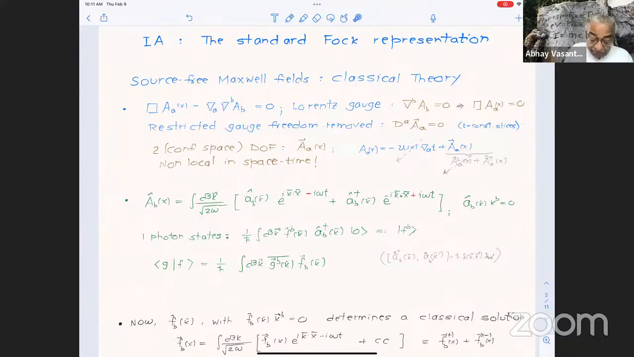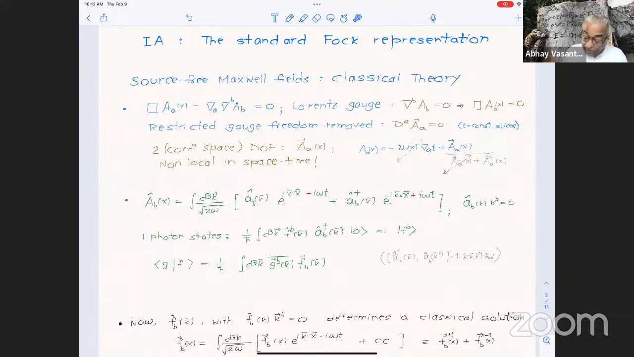Now the configuration degrees of freedom are in this A. There are 2 of them because first of all, it's a spatial one, and secondly, it is divergence free. That takes away the longitudinal part and we are just left with the transverse part. If we use all of Maxwell's equations, then the 4-dimensional A has the property that the scalar potential U is equal to 0, and the longitudinal part is equal to 0, so we're just left with the transverse part. So we do have these 2 configuration degrees of freedom, but they are non-local in space-time.